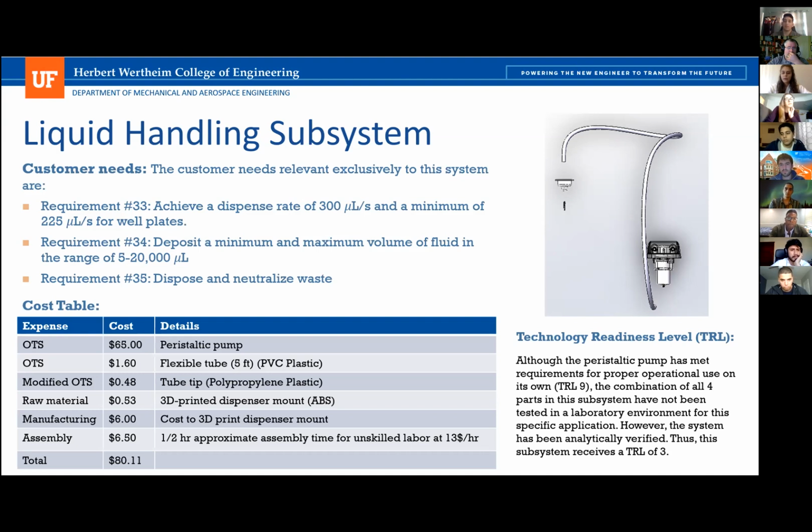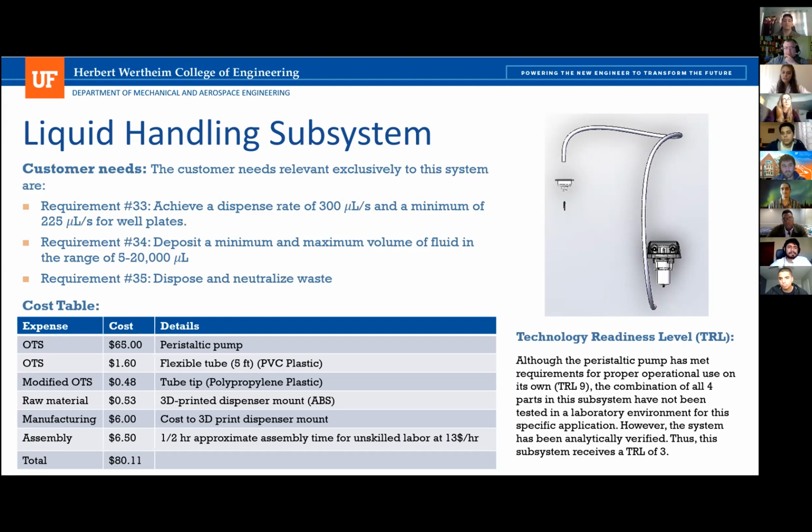And so even though the pump itself is fully operational, it's sold on the market already, I would give the pump a technology readiness of 9. A technology readiness level of 9, there we go.